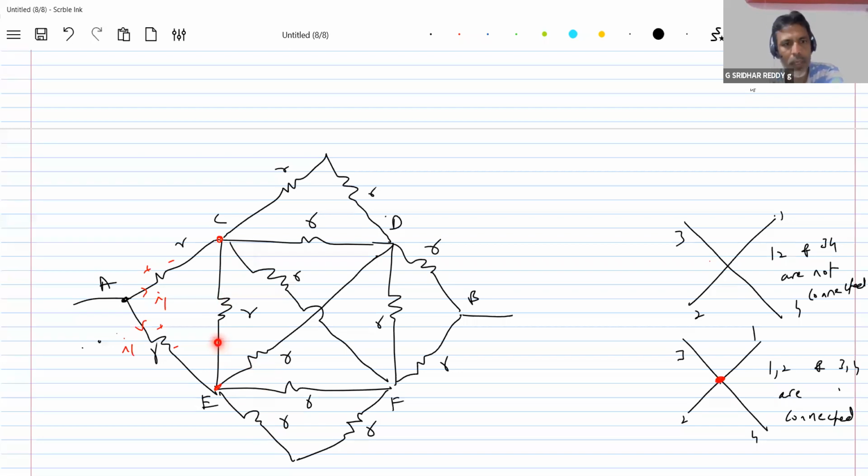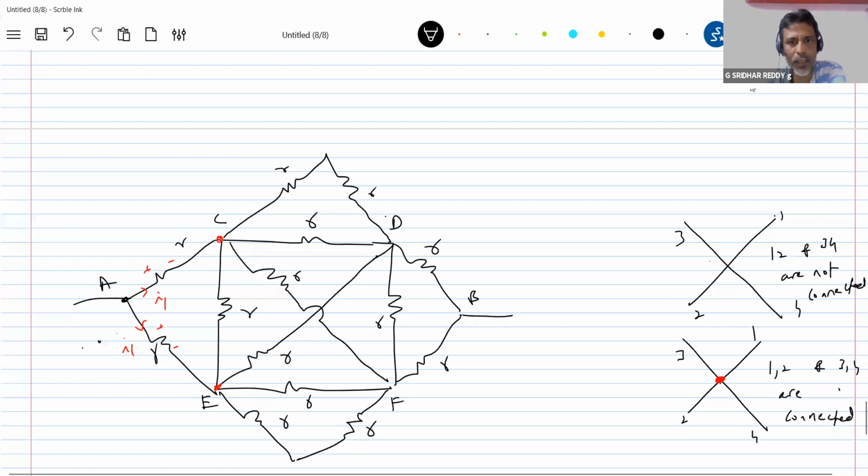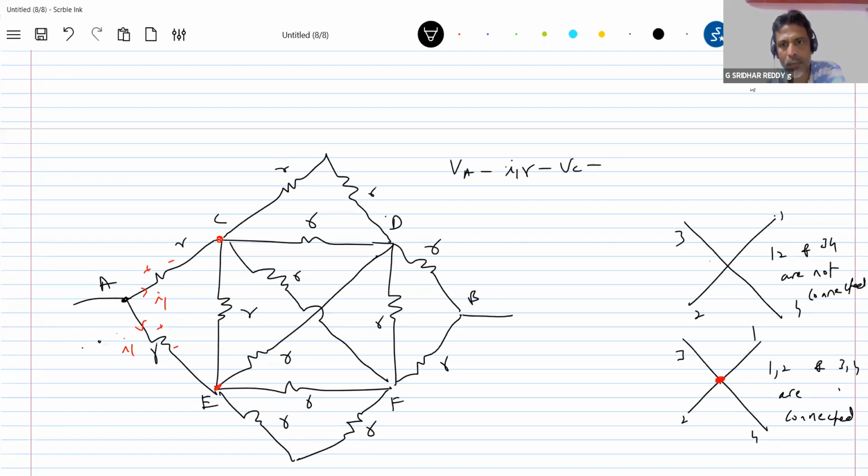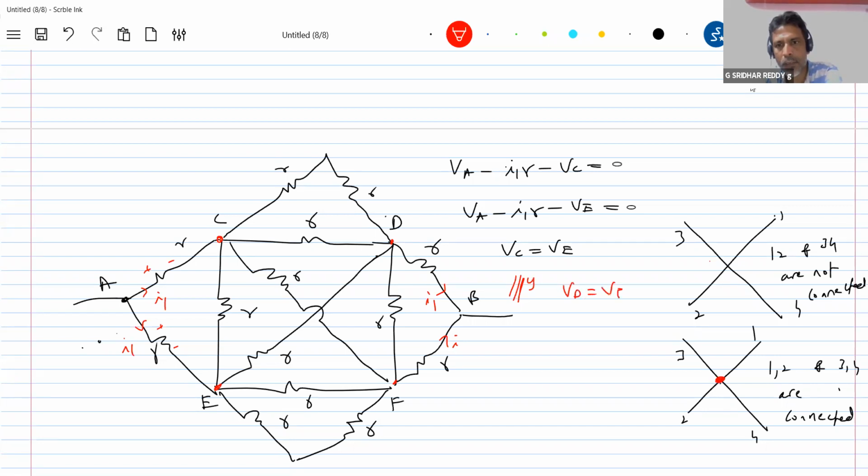So definitely, if you write the potential difference formula, VA minus I1R minus VC equals 0. VA minus R minus V equal to 0. With this, VC equals V. Similarly, the similar condition we can bring for the other side. I'll write it directly. Look, again writing KVL, similarly we get VD equal to VF.